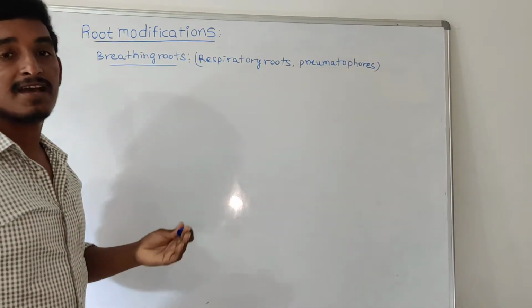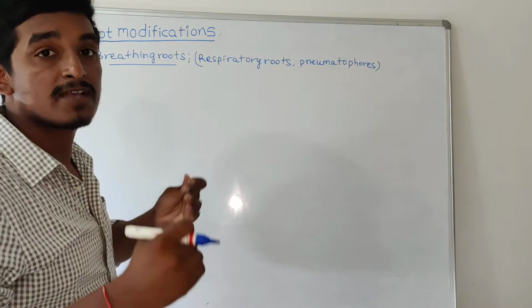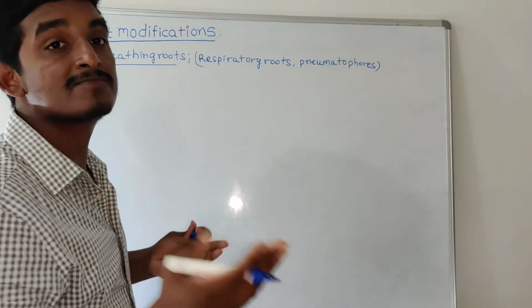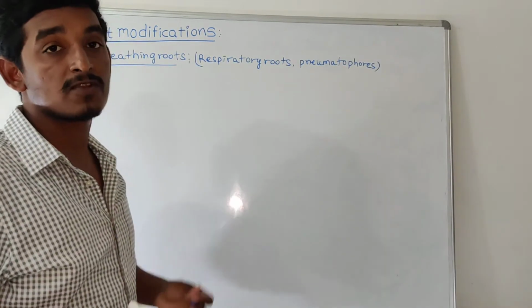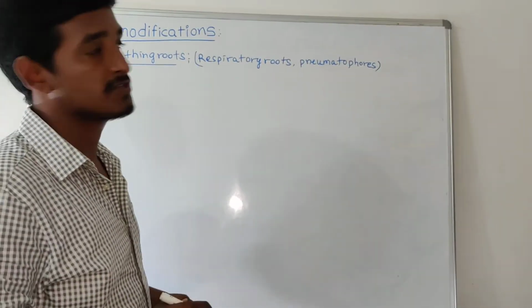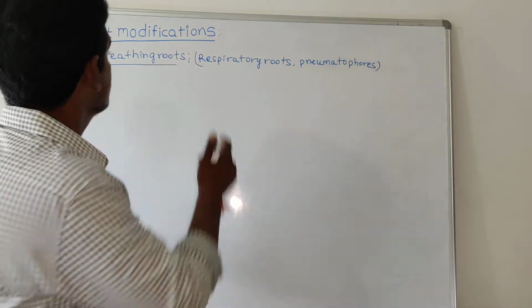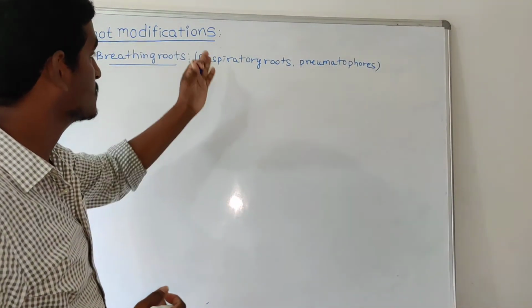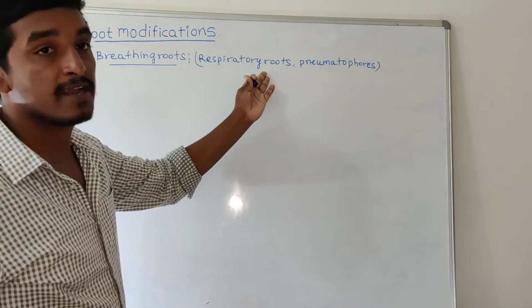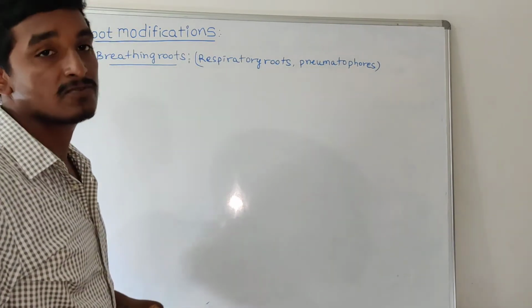In the last class, the roots modified to perform a storage function we called storage roots. In nodular roots, the roots help in nitrogen fixation. Here the roots help in the respiration process, the exchange of gases. That's why we call them respiratory roots or breathing roots.